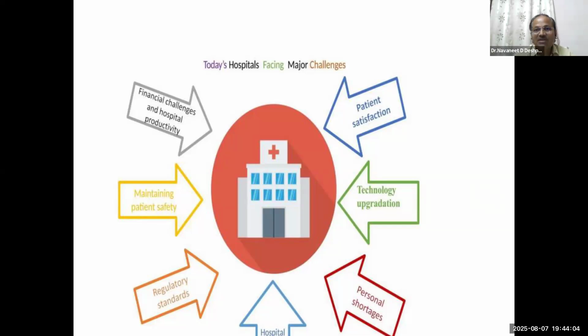So in all, to sum it up, we have seen patient satisfaction, technology upgradation, personnel shortages, taking care of the insurance, then regulatory bodies, maintaining patient safety, and financial challenges are some of the major challenges which every hospital will face. These come under the weaknesses, sometimes threats. We can see this purely from the strengths, weaknesses, opportunities, and threats perspective, which are inherently internal and which are external to the organization. So that gives a clear idea of how to conveniently classify them.